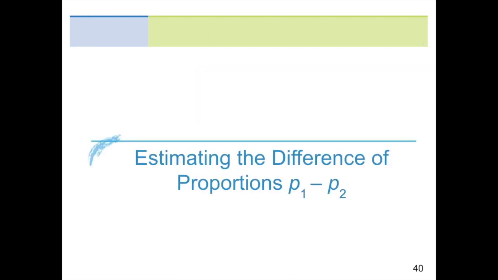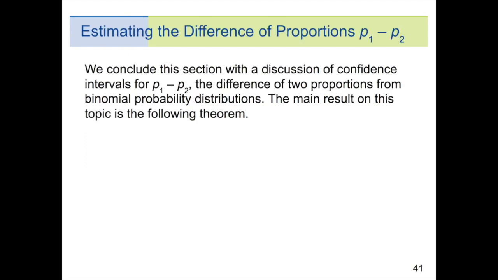Estimating the difference of proportions, p sub 1 minus p sub 2. Like I said, this is a review of 7.3, but with the subtraction of the 2. We conclude this section with a discussion of confidence intervals for p sub 1 minus p sub 2, the difference of two proportions from binomial probability distributions. The main result on this topic is the following theorem.